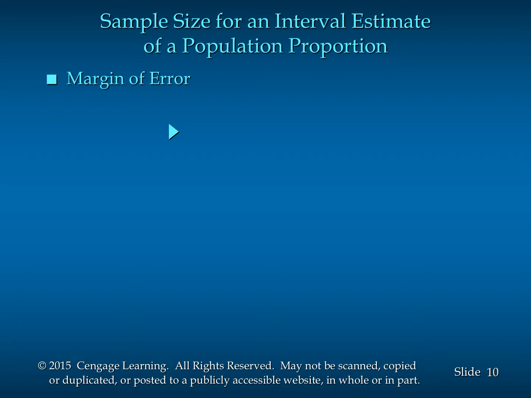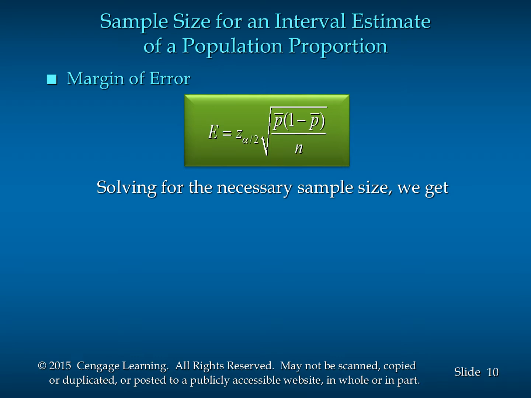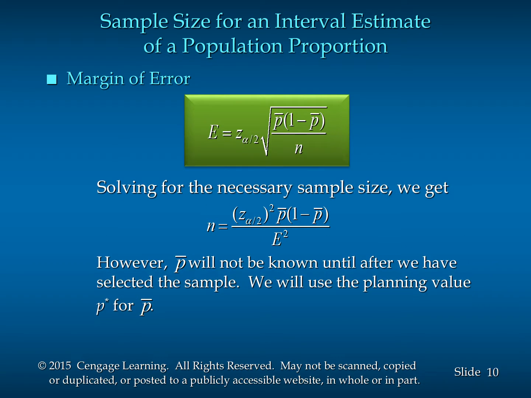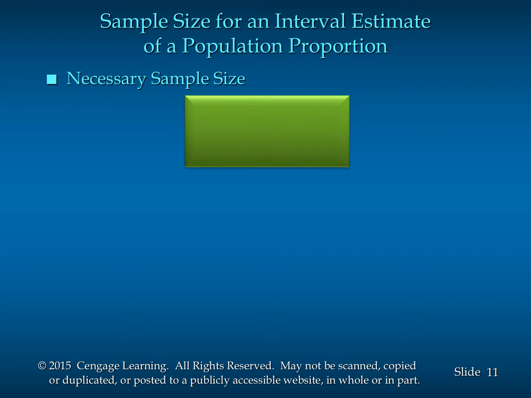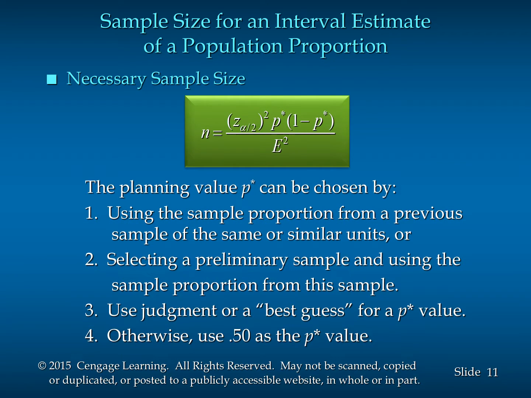Just as we did with the sample size for confidence intervals of the mean, we can also work in reverse, and given a margin of error, we can calculate a sample size. However, the p-bar value, the sample proportion, will not be known until after we've selected the sample. So we need to use a planning value for the sample proportion. The planning value can be chosen a number of ways, but typically, if we can't make a best guess, we just use 0.5.